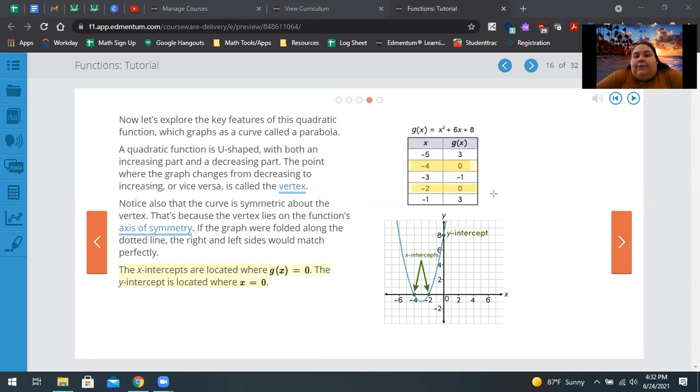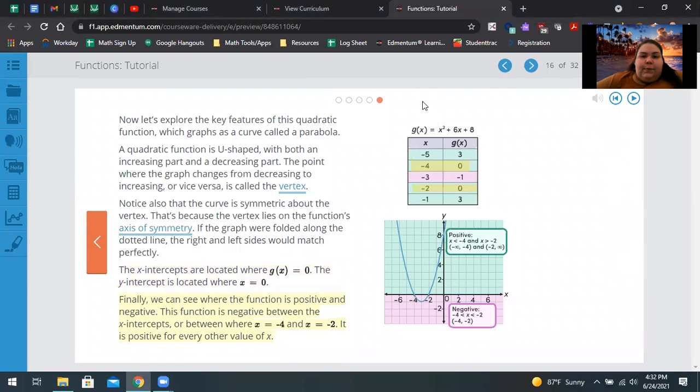What happens if you didn't have the table or the graph? You would use the equation and you would factor it and solve the equation where g of x would be 0, and you would follow the same rules that we learned in that previous tutorial.